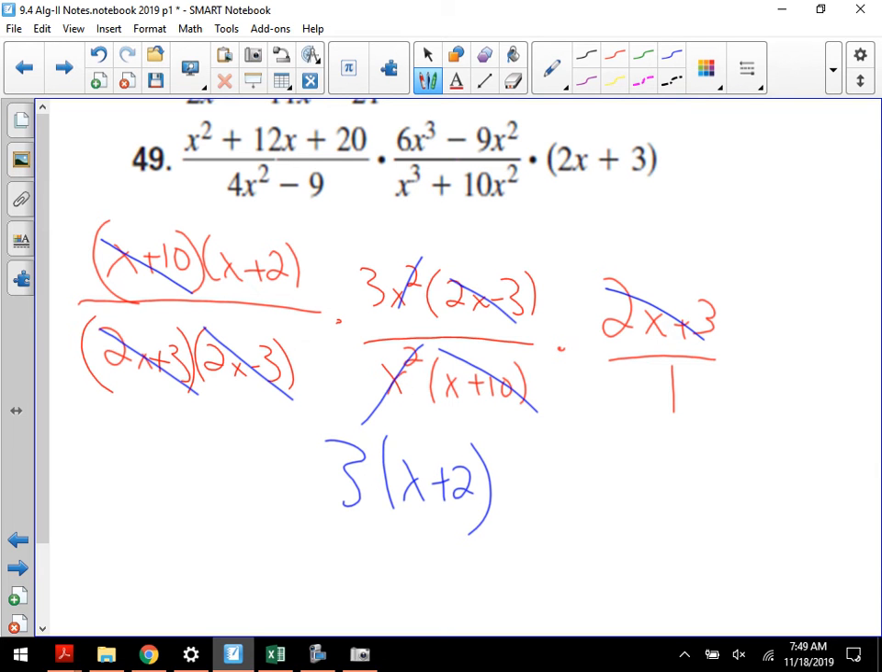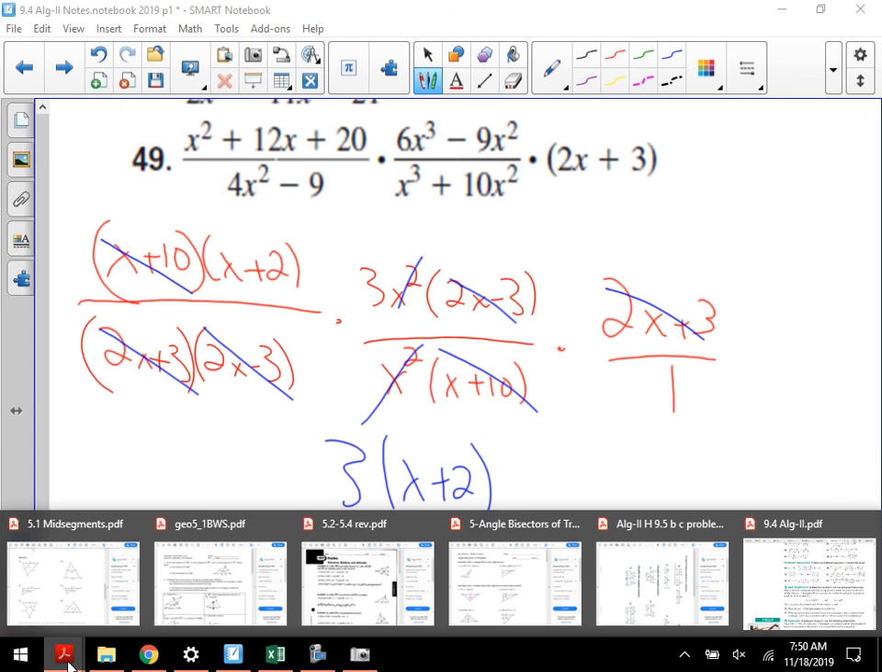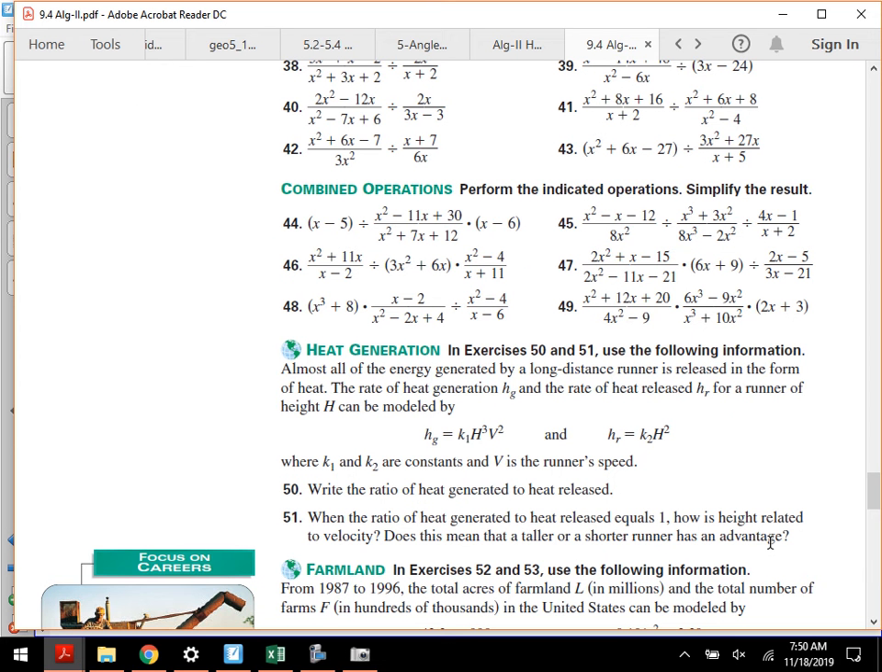Honestly, the biggest thing here is just factor, get your pairs and simplify them out. Pairs of ones. Okay. And then the last one was 25 years, saying?